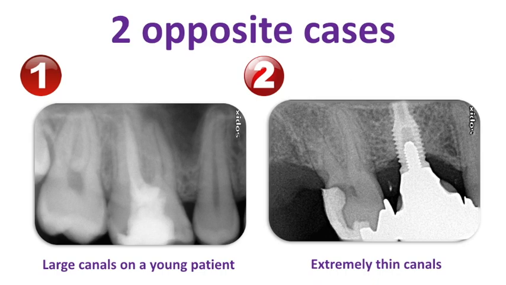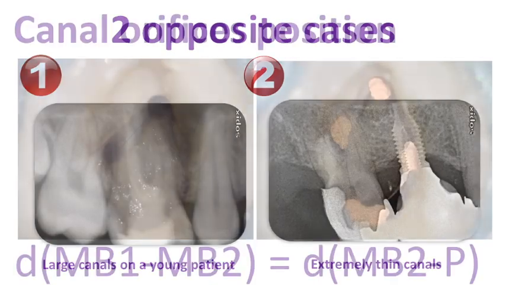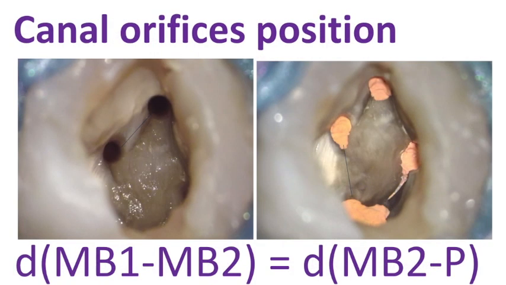Here I am showing two opposite cases. The first one is a young patient with very large canals, a retreatment case. The second one is not a retreatment case, but it is more difficult. Why? Because we don't even see the canals on the X-ray. So they are very thin canals. Here you can see for the first case the canal orifice of the MB2. The distance between MB1 and MB2 is equal to the distance between MB2 and the palatal canal.